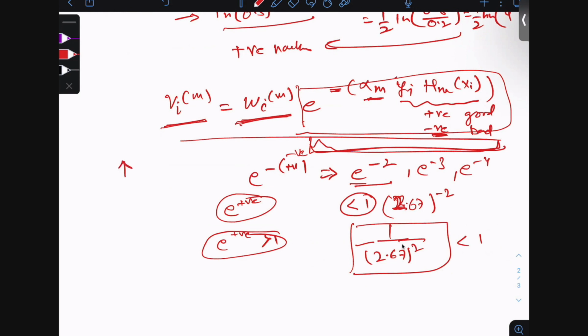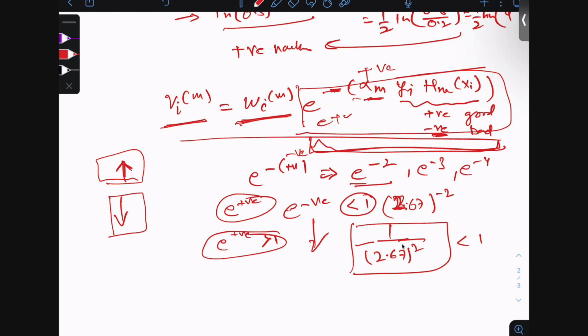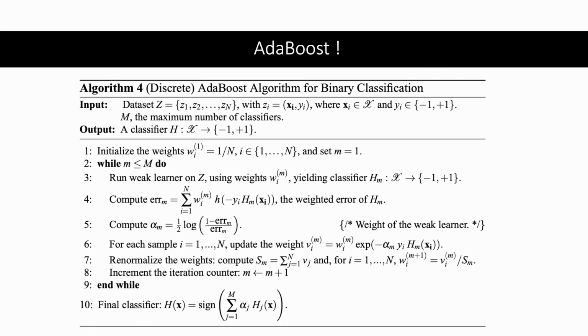Why will it go up? This was negative, a wrong classification. This whole negative becomes a positive number, right? So e to the power positive number, that means it is going up. When there were right predictions, this will become a negative number. So e to the power negative number, right? It is going down, less than 1. So it is assigning more weight to the misclassifications than to the correct classifications. The correct classification, it is lowering down. The wrong classification, it is bubbling up, right? This is what it means, okay?